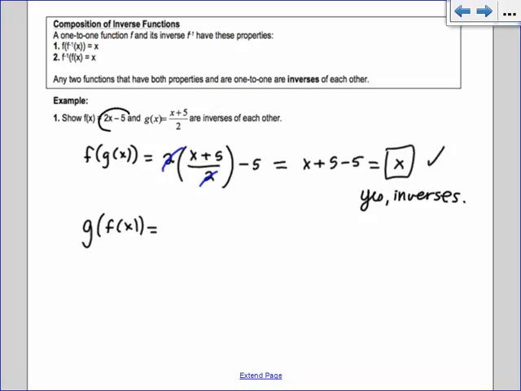So if I take my f of x function and replace my x value with 2x minus 5, I get 2x minus 5 plus 5 all over 2. See how I get 2x over 2, which is also x. So we're done. So yes, they're inverses. So that's one way you can tell if things are inverses: if you do g of f of x or f of g of x and you get x out.